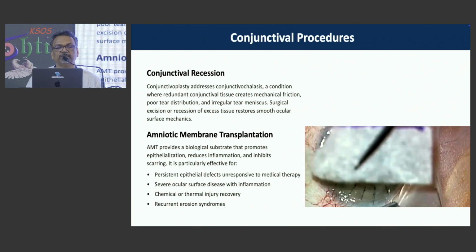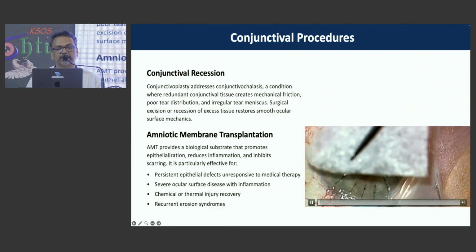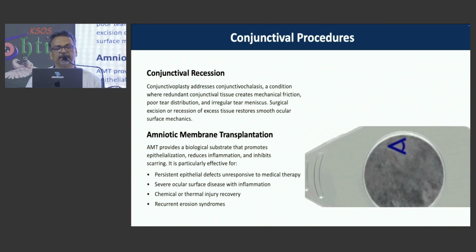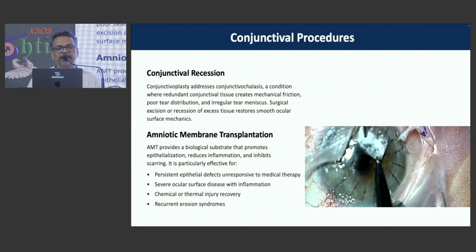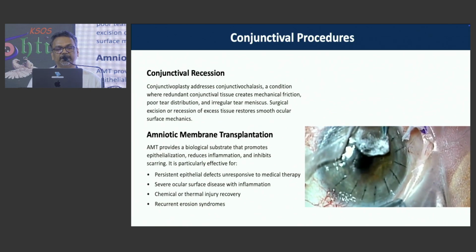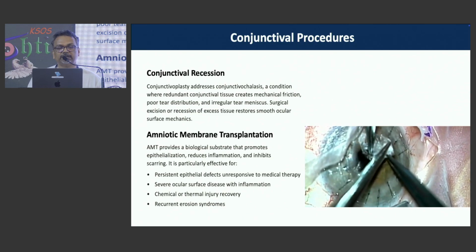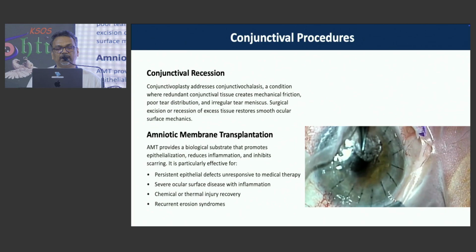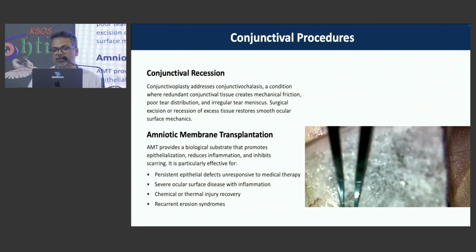So conjunctival procedures like conjunctival recession in conjunctivochalasis can give symptomatic relief to a certain subset of patients. Amniotic membrane transplantation is one of the common procedures which will improve epithelialization, reduce inflammation and inhibit scarring. It's particularly useful in persistent epithelial defects unresponsive to medical therapy, severe ocular surface disease and inflammation, chemical or thermal injury, and unresponsive recurrent corneal erosions.